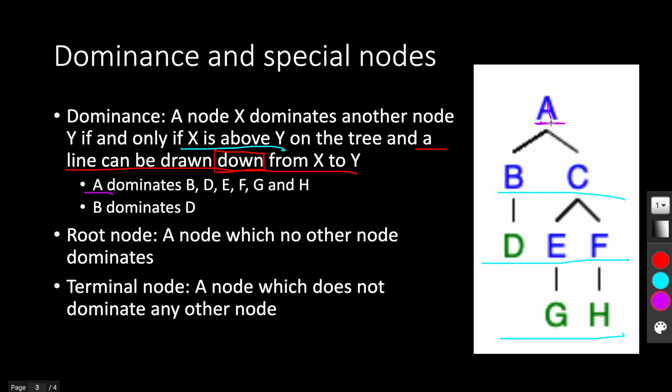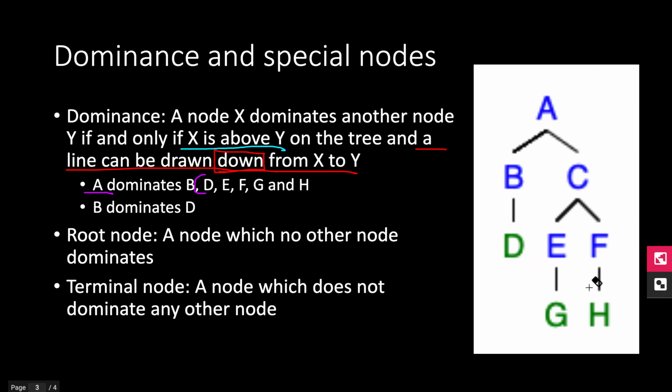So taking A, B, and D, A, C, E, G, A, C, F, H, right? We can draw nodes straight down from A to every other node. It's above every other node, so A dominates every other node on the tree. And I actually have a typo here. A does dominate C. I didn't catch that, so we can add a little C in right there. But A dominates all the other nodes.